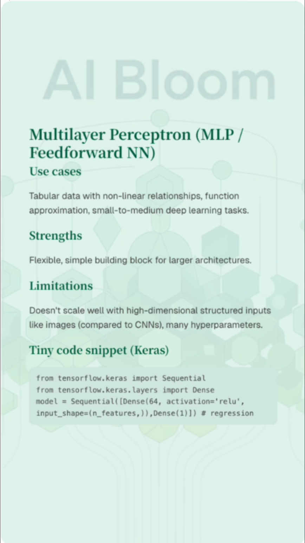Ask an MLP to process a high-resolution image, and it quickly becomes inefficient. That's the specialized job of a CNN. Another challenge is the number of dials you have to tune. Getting an MLP to perform its best means carefully adjusting many different hyperparameters.